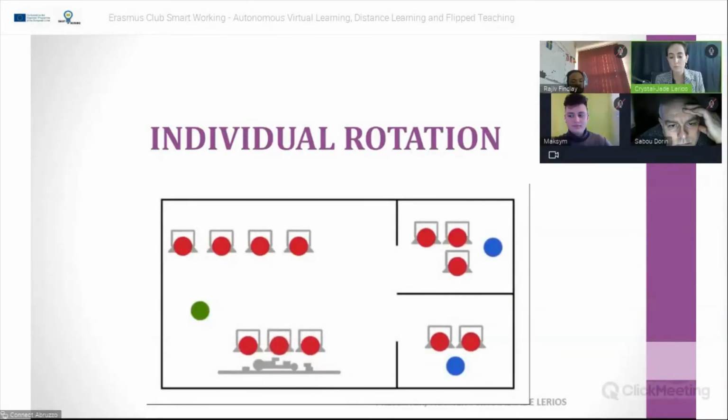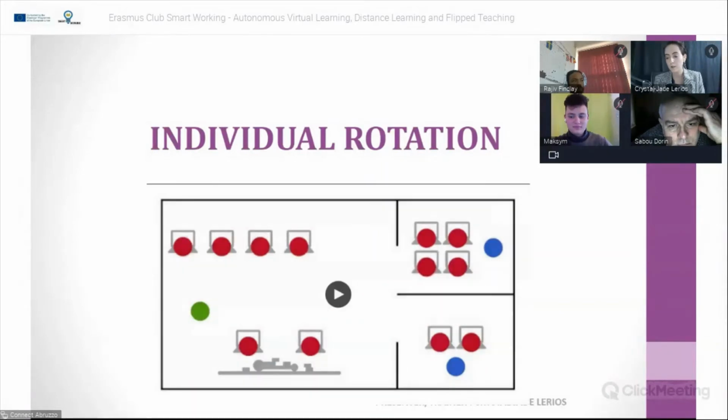So as you see, they move based on the specific playlist and needs. You don't have to go to every station. Next slide, please.